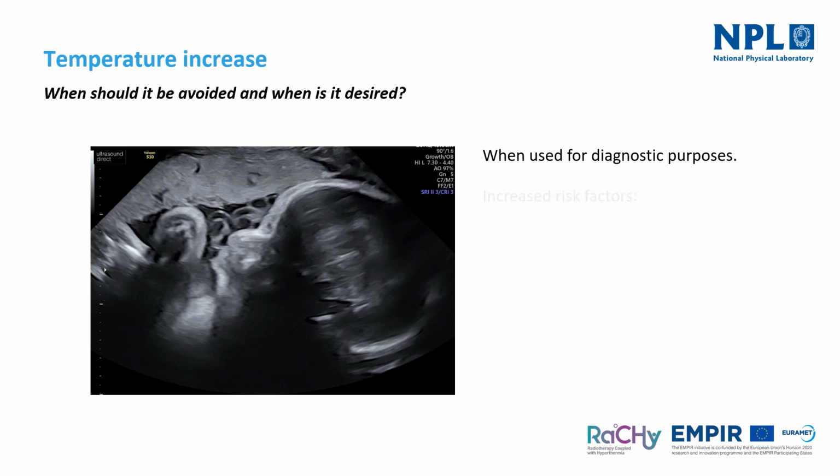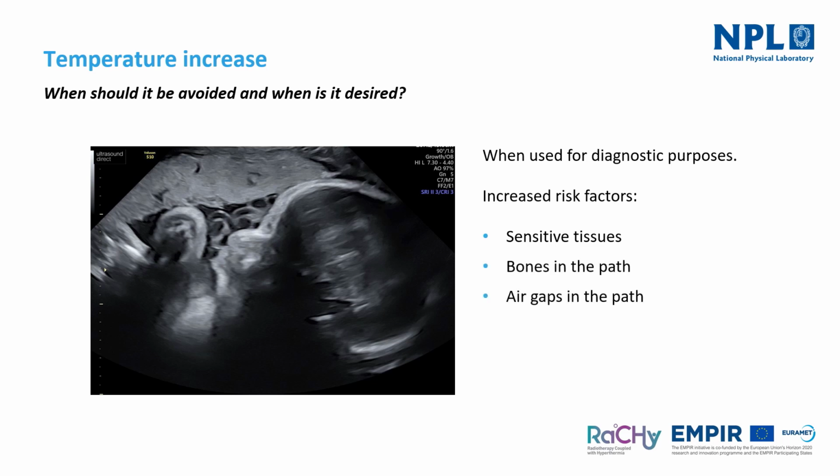Increasing risk factors are in fact the presence of sensitive tissues, the presence of bones in the path of the ultrasound beam, air gaps because they provide a perfect reflection, or the use of endocavitary devices because they are closer to the target and because in the body there is less opportunity to dissipate heat that is generated at the surface of the probe.